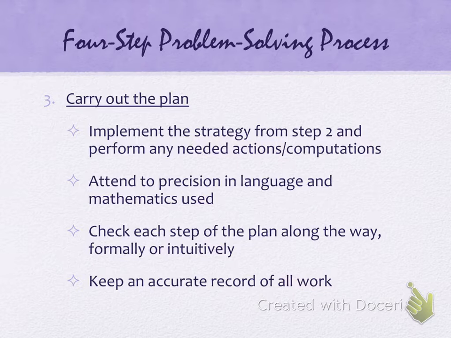Check the steps along the way, either formally, that means making sure that the mathematics is absolutely correct, like I really did 5 times 4, but also intuitively, like, does that make sense? All of a sudden, I got a decimal number of babies being born. Something's wrong, right? That kind of stuff. Does what I'm doing make sense?